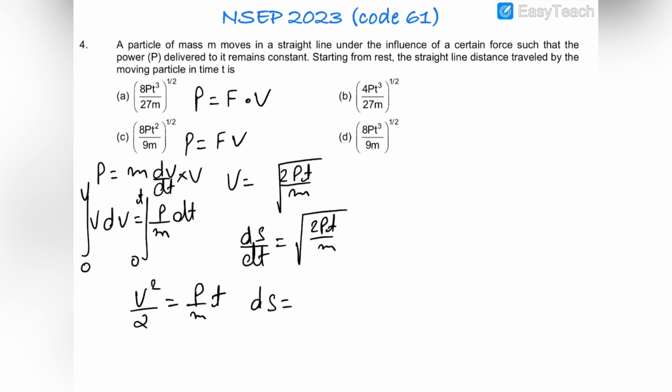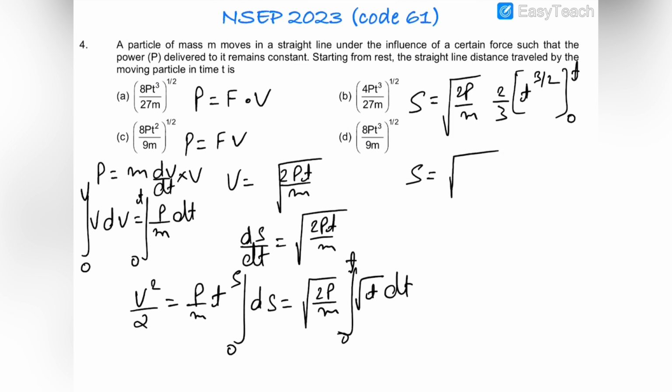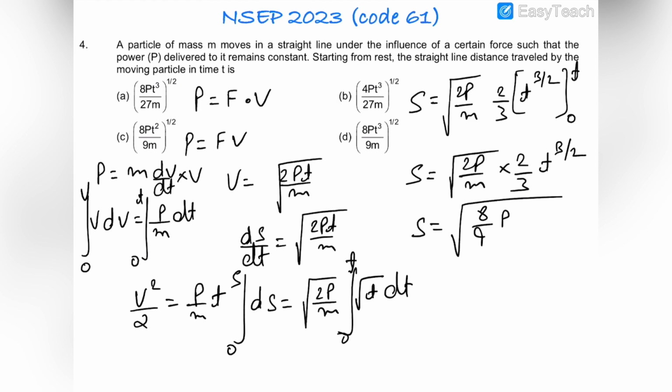So ds is equal to under root 2P by m into root t dt. The limits of s would be from 0 to s and 0 to t. So s will be equal to under root 2P by m, and the integration of root t would be 2 by 3 t to the power 3 by 2, with time limits from 0 to t. So s will be equal to under root of 2P by m into 2 by 3 and t to the power 3 by 2. It can be written as under root of 4 into 2, that is 8 by 9 P by m, and this is t cube. So 8Pt cube by 9m. So the correct answer is D.